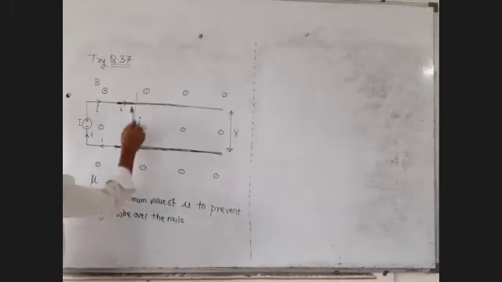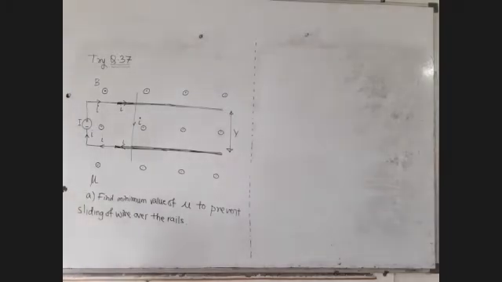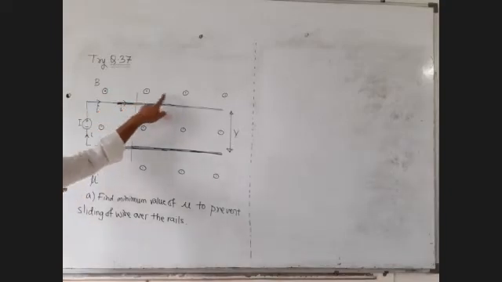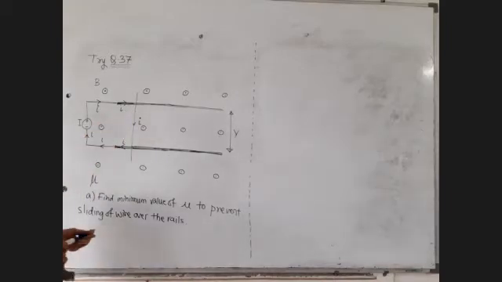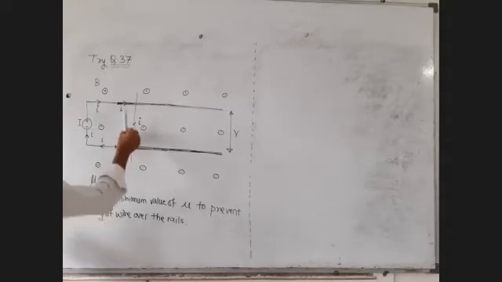This wire should not slide on the rails. Fine. Why will it slide? Let us first try to find that out. See, it is a current carrying conductor placed in the magnetic field. Here we can observe that the length of the conductor and the magnetic field are perpendicular to each other.